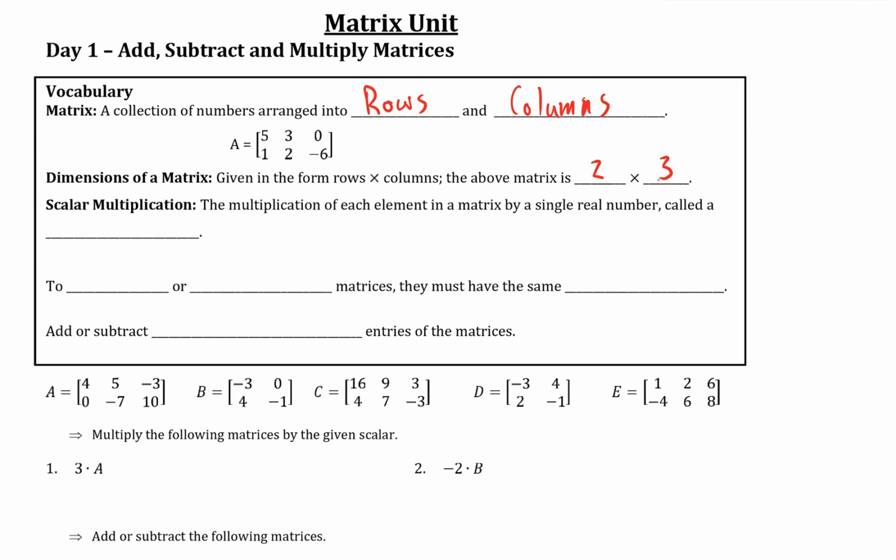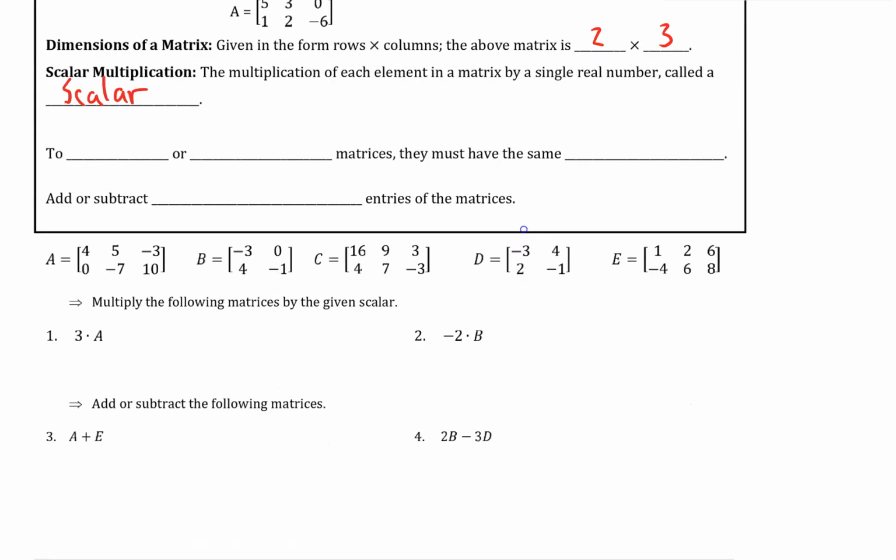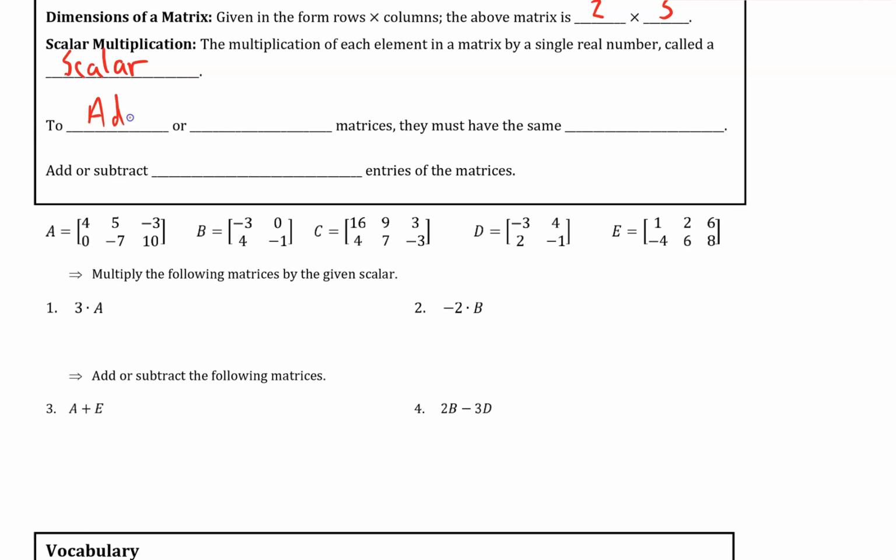Scalar multiplication. The multiplication of each element in a matrix by a single real number called a scalar. To add or subtract matrices, they must have the same dimensions. Add or subtract corresponding entries. So here are our matrices, A through E.